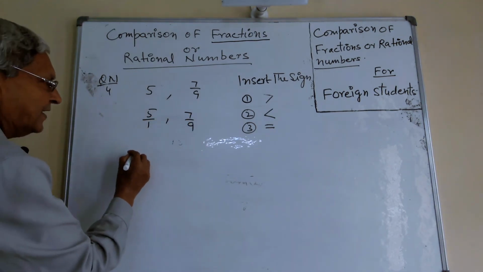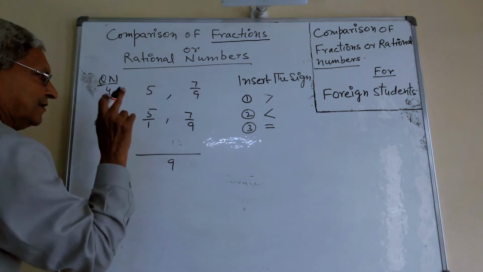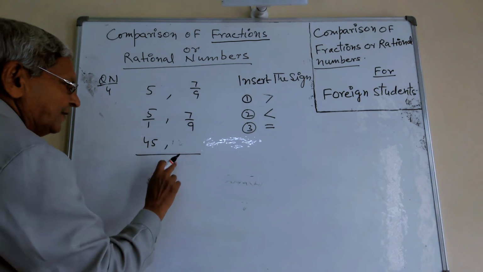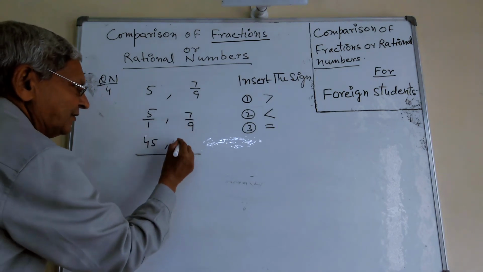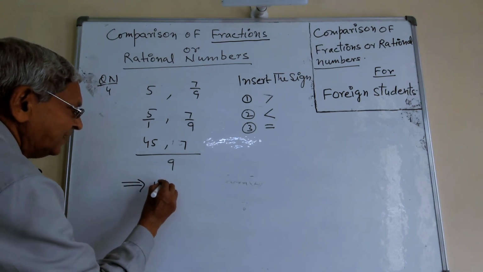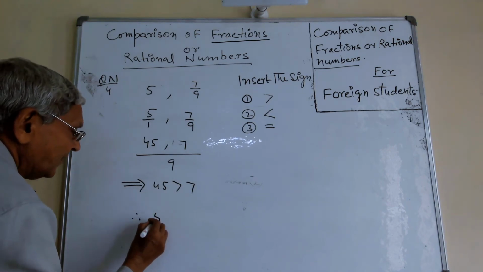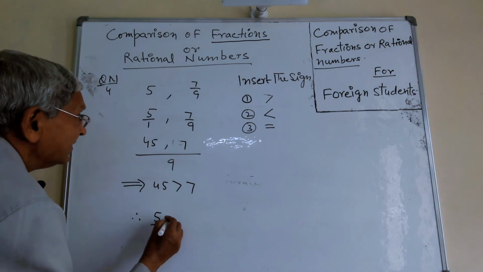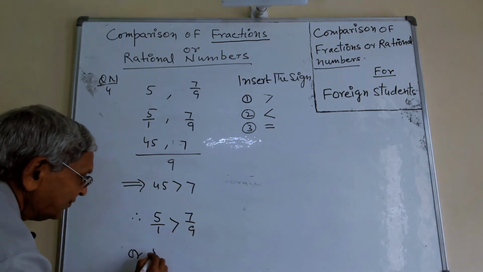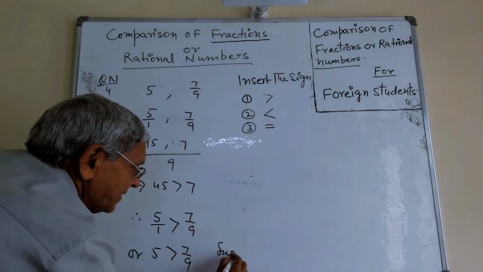And the LCM of 1 and 9 is 9. Divide 9 by 1, you will get 9. 9 into 5, 45. Divide 9 by 9, 1. 1 into 7, 7. Here, this implies that 45 is greater than 7. Therefore, 5 by 1 is greater than 7 by 9, or 5 is greater than 7 by 9. First sign, sign first.